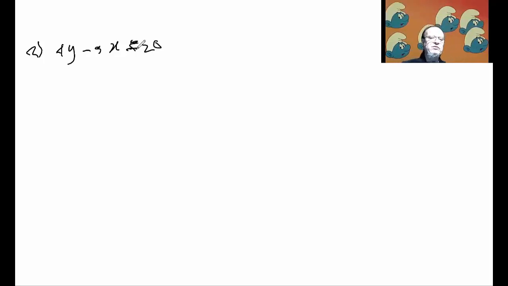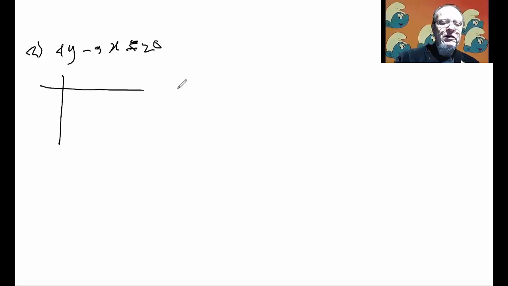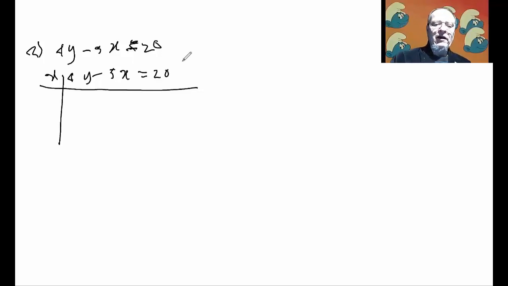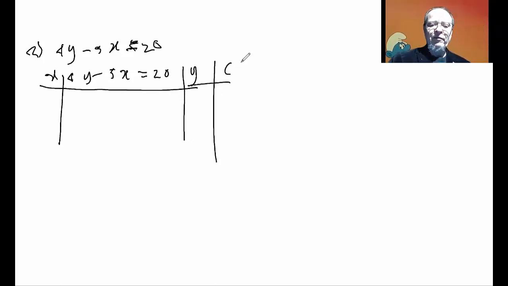So what I'm going to do is set up a little table, and I'm going to find the x and y intercepts and then connect those 2 points. I'll have my equation here, 4y minus 5x is equal to 20. That's what I want to solve. And then I'll have my y after I solve it. And then I'll put these two together and I will get my coordinate, meaning where I'm going to put my point.